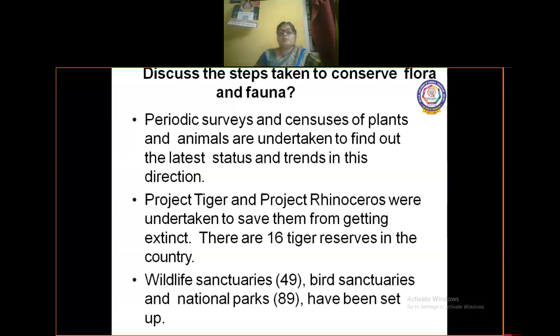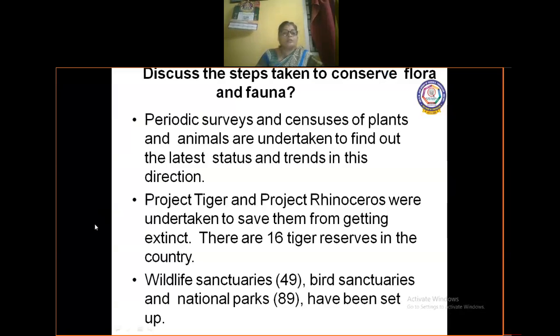Already so many animals are in danger. So we have to protect the present animals and the birds at least. So we have to learn how to protect them. There are periodic surveys done by the government, and censuses are taken depending on the plants and animals, to see the latest status and trends.